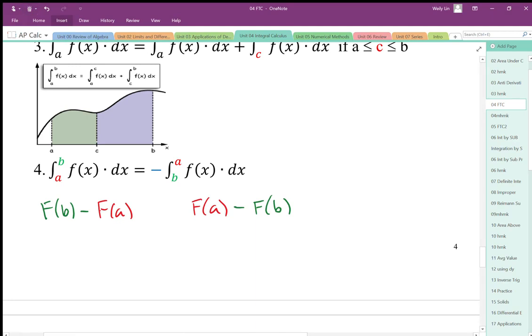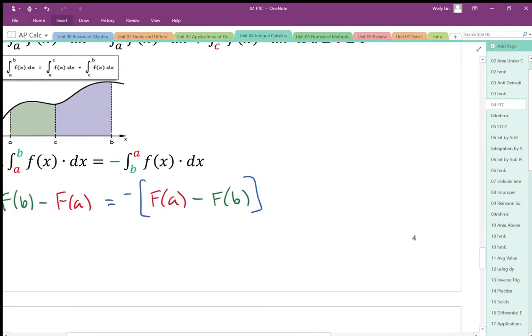So if I reverse my integral, my bounds of integration, instead of going from right to left, okay, here I go left to right, I get the opposite area. Well, that seems perfectly fine. Algebraically, that works. Now, try to understand how this works in a graph as well.